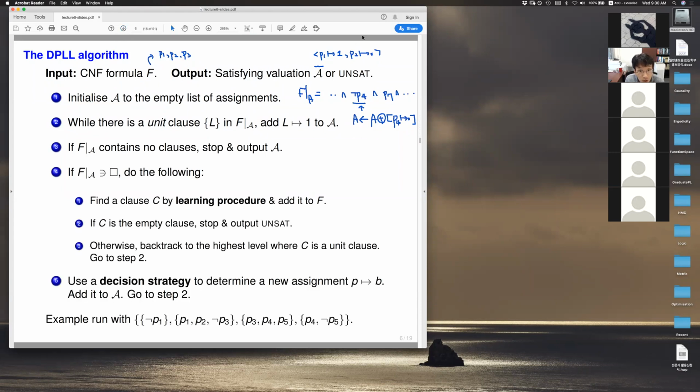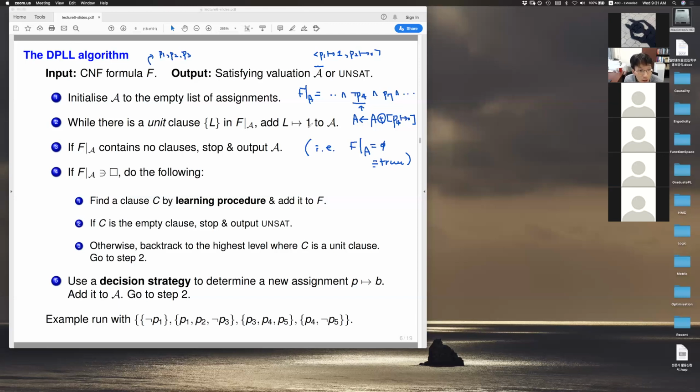So we have 3 cases. The first case is F under simplification. This will not contain any unique clause at all because of these while loops. But F under this simplification may contain no clauses at all, which means that F simplified under A is going to be empty, logically equivalent to true. So if that is the case, then it's satisfiable. True is always satisfiable.